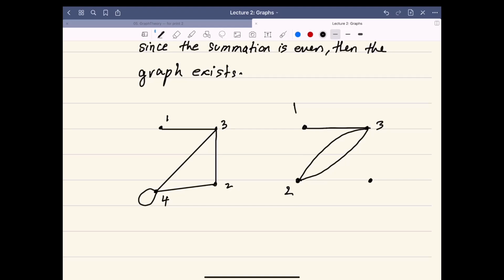And now, to make this vertex, what's remaining is degree 4. Maybe I should draw parallel edges between these two. And now this will become of degree 4, and this will become of degree 2. And now we have found all the degrees of the degree sequence.